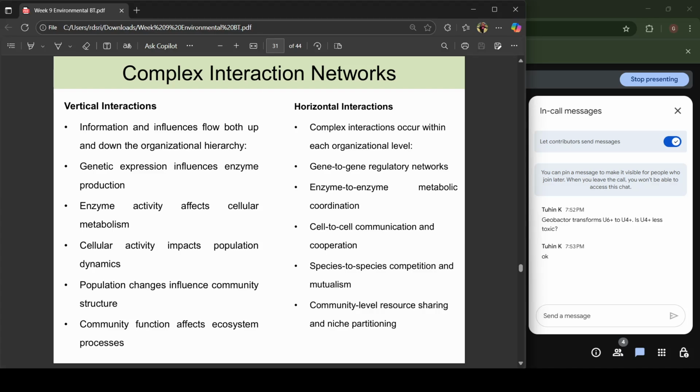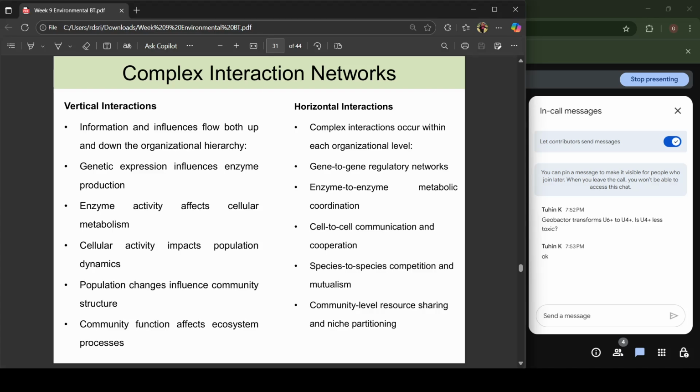When you talk about horizontal interaction, the interaction is within each organizational level. So vertically, when we talk, it goes from one to the next, from genes to enzymes to cells to populations to community. It is vertical. When we talk about horizontal, it is within that organizational level itself, where we have gene to gene regulatory networks, enzyme to enzyme, cell to cell communication, species to species competition, and community level resource sharing and niche partitioning. So, this is the horizontal interactions.